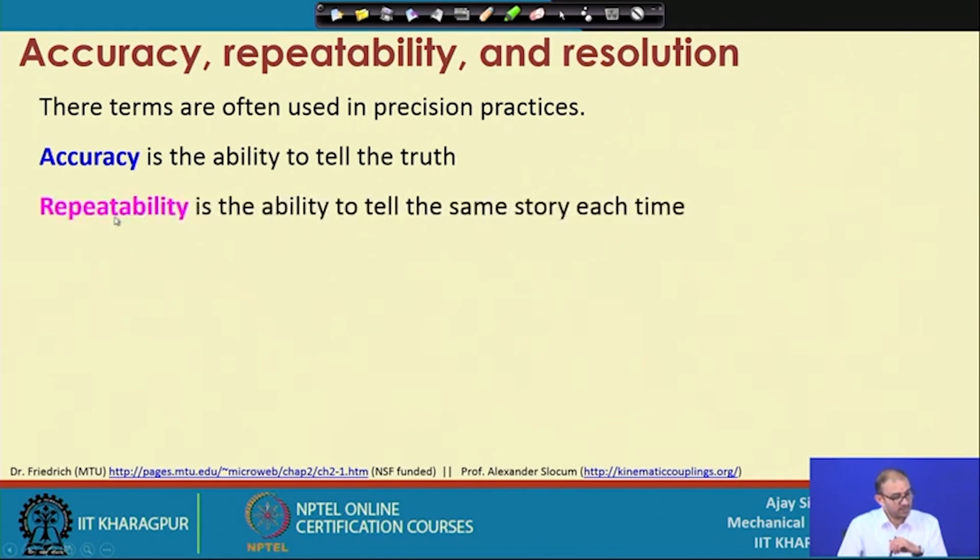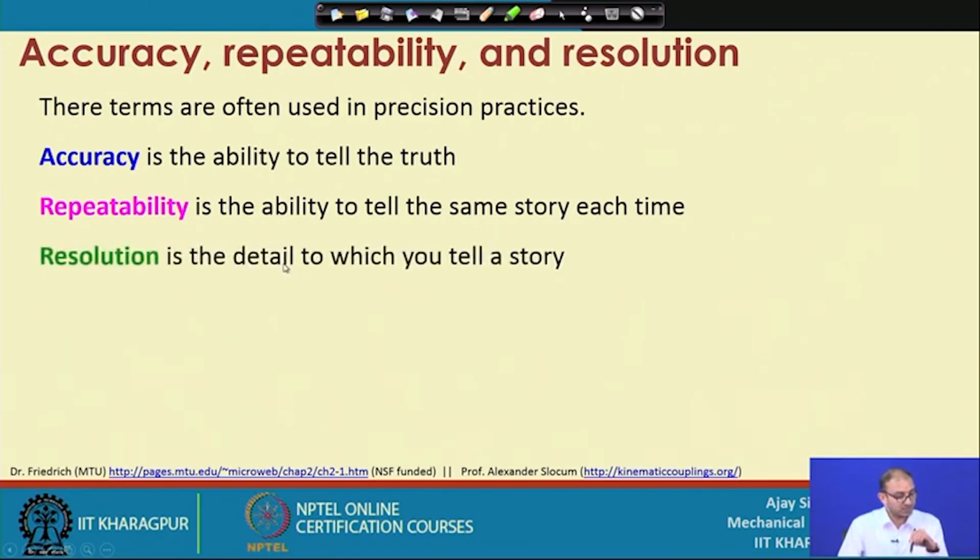What is the repeatability? It is the ability to tell the same story each time. That means, if one person is asking something, then you are telling something. If another person asks the same question, you have to tell the same story. If you are not telling the same story, that means there is a problem with the repeatability. There is a third one, called the resolution. What is the resolution? This is the detail to which you tell the story. How small you can go inside it will be decided by that, and that is very, very important in this case. So, these three terms are very, very important in machine tools also.